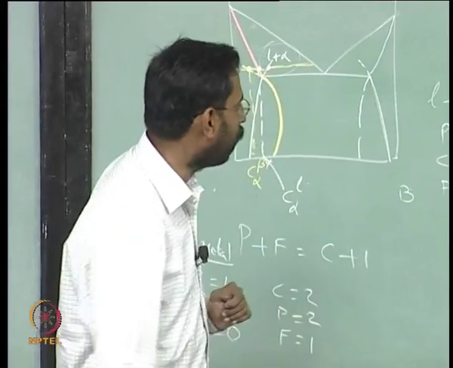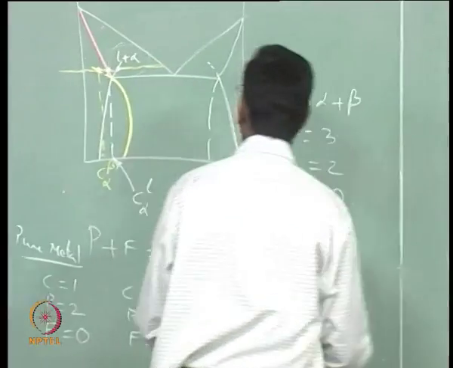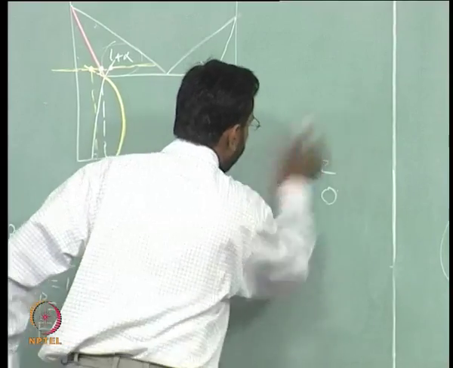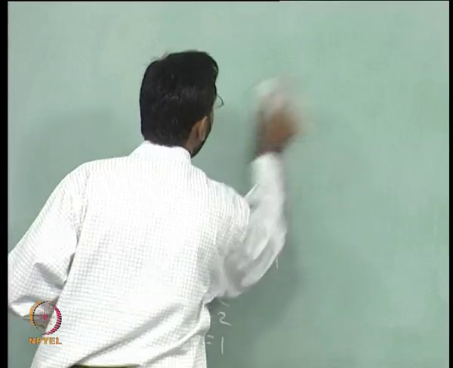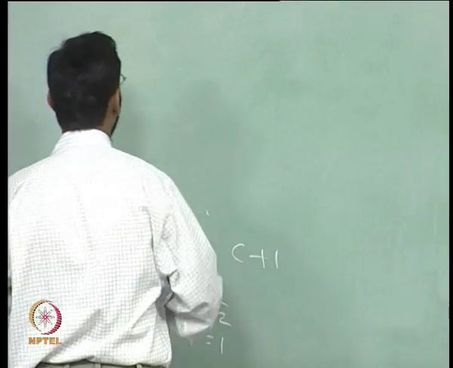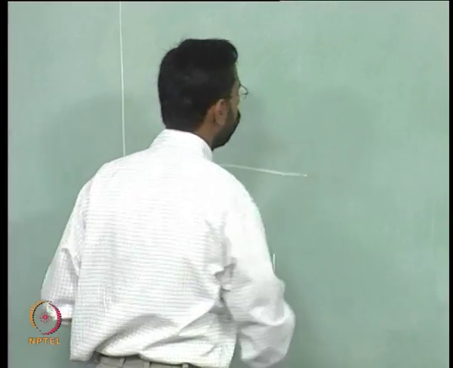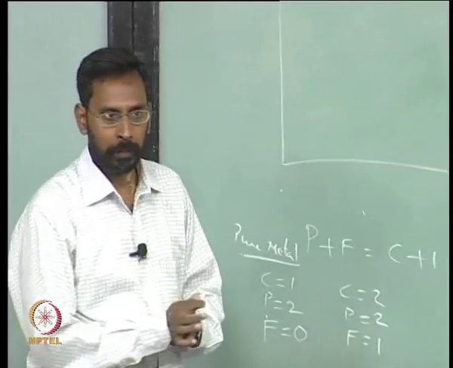So, that is what you will see from this, and for that you need to understand this free energy composition diagram. And now, if you look at this, I use the same concept for the iron carbon diagram. We are all aware of the iron cementite phase diagram. Let us draw the iron cementite phase diagram.